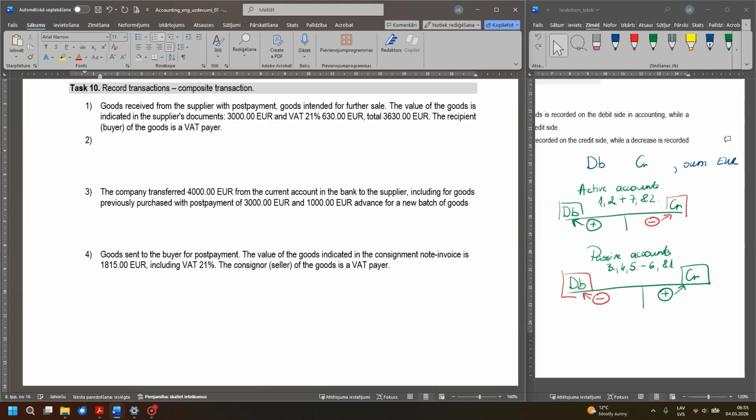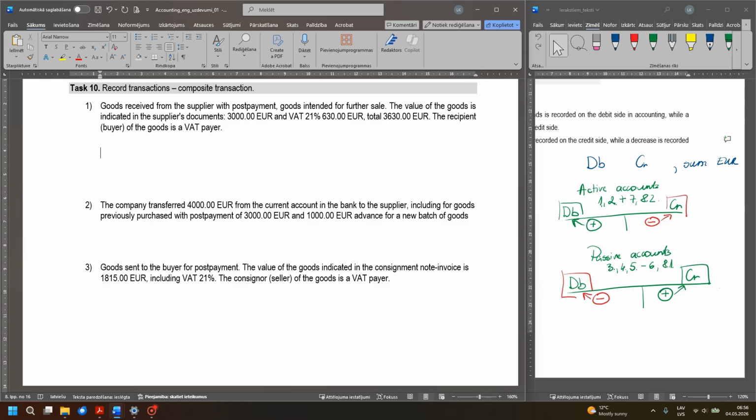So what does it mean? How will we build up this transaction? We need to record the amount without VAT and the amount of VAT. Value added tax is the tax that belongs to the country, to the state or the government. So, and we need to count it separately from the amount without VAT. So the transaction we will build like this.